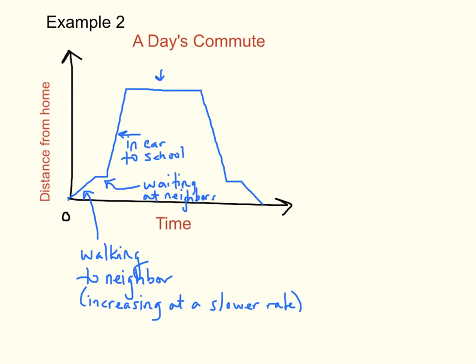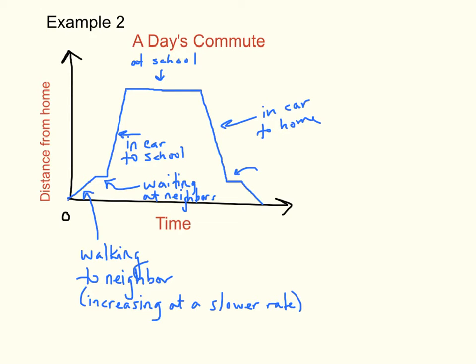So what happens at the top? He's at school. Then, once again, he gets in the car. But now he's going home, because we're talking about distance from home. If we were talking total distance like the last problem, this would actually go even higher. But since he's going back home, the distance is falling.